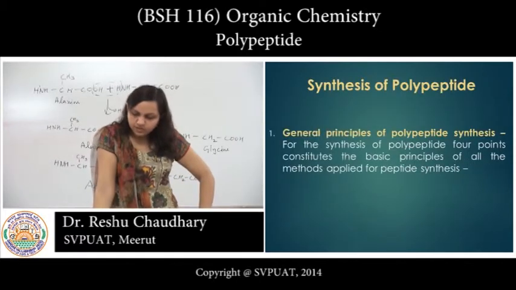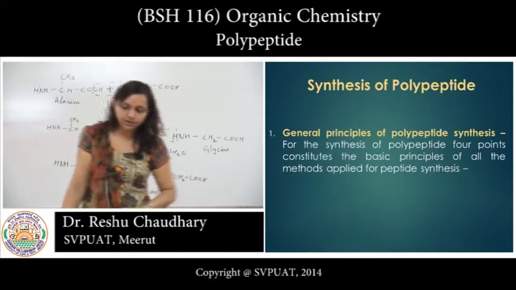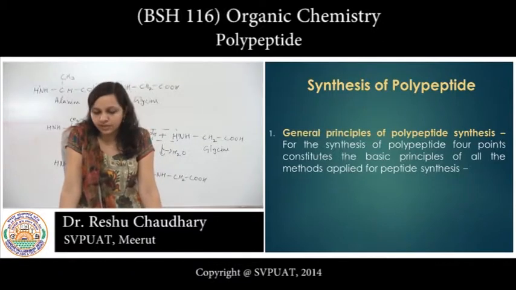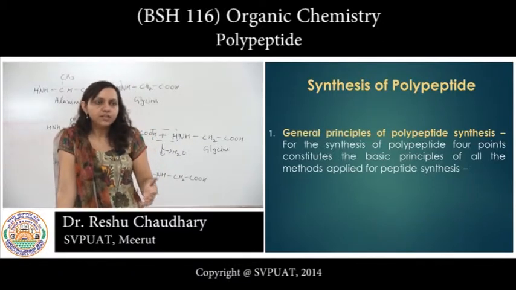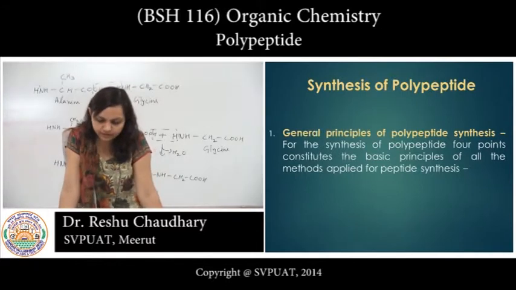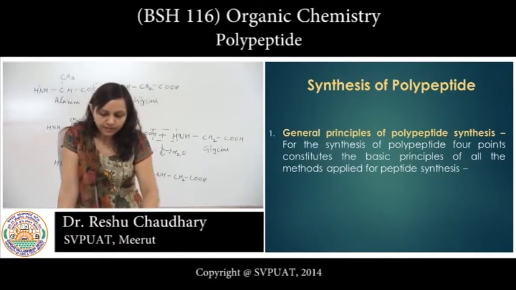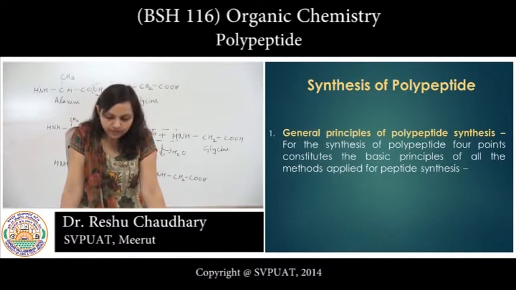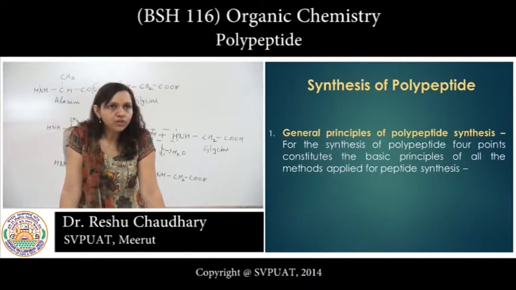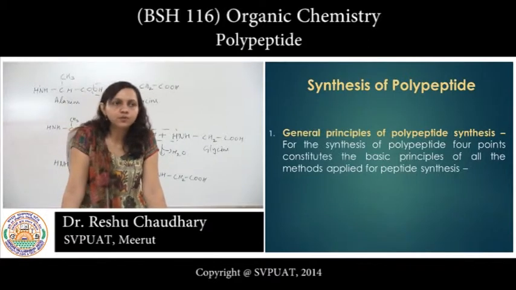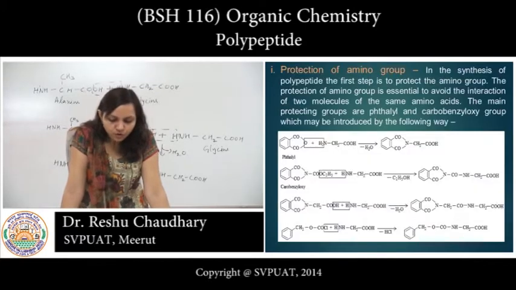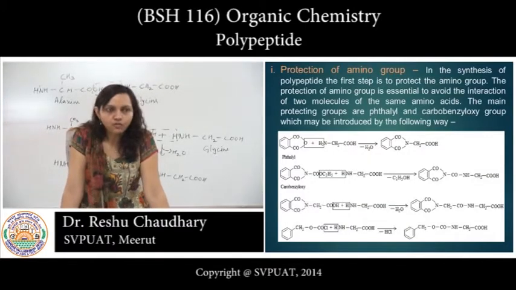Now comes the synthesis of polypeptides. There are different methods and principles by which polypeptides can be synthesized. First we will discuss the general principles of polypeptide synthesis. For the synthesis of polypeptides, there are mainly four points that constitute the basic principles of all the methods. First is the protection of the amino group. As we know, there are two free groups, one end is the amino group and the other end is the carboxylic group. So the first principle is the protection of the amino group.